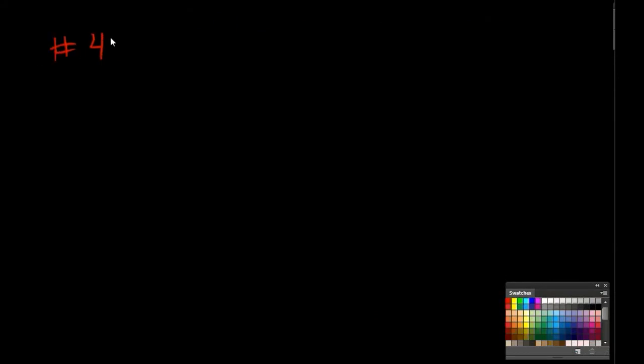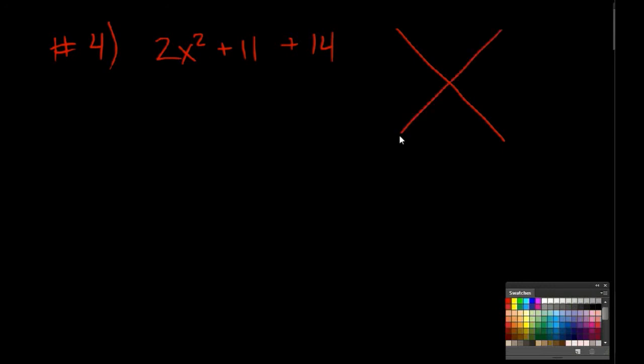Example number 4. If we have 2x squared plus 11x plus 14, this is going to be one of the ones where we have to do an extra step because a isn't 1. So we take 2 times 14, which is 28, put that in the top, and then we put 11 in the bottom. So numbers that multiply to 28 and add to 11.